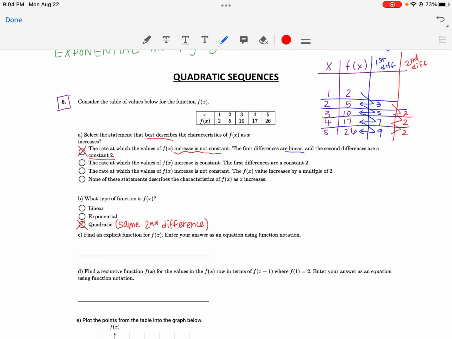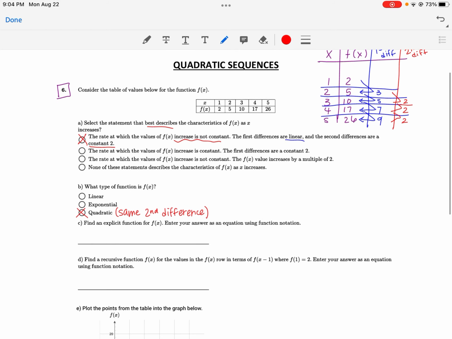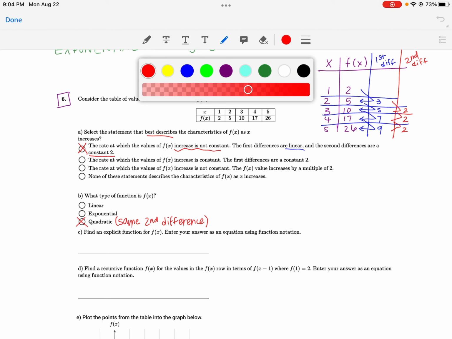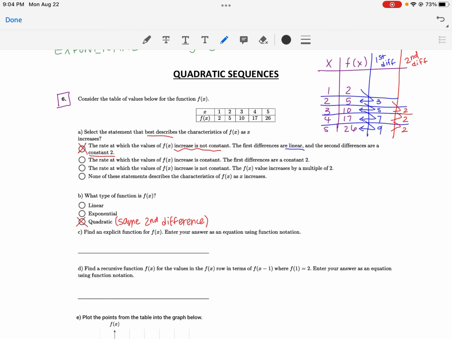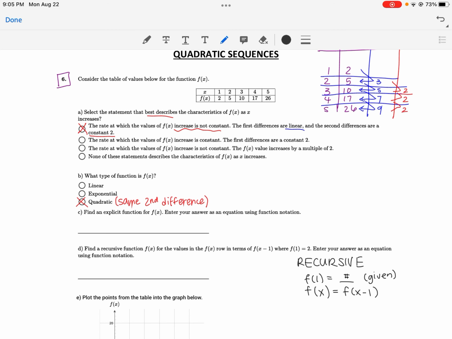Whenever we're writing an equation, I think it helps to have a formula that you can follow. So I'm going to start actually on part D because I think the recursive is slightly easier than the explicit. There will always be 2 parts to the equation for recursive. The recursive will always start with f of 1 equals a number. And notice this is usually given to you. In our problem, they tell you that f of 1 equals 2. They will also tell you that f of x equals f of x minus 1. To put this in layman's terms, it's saying to find the next term, you take the previous term, and we're going to add something.